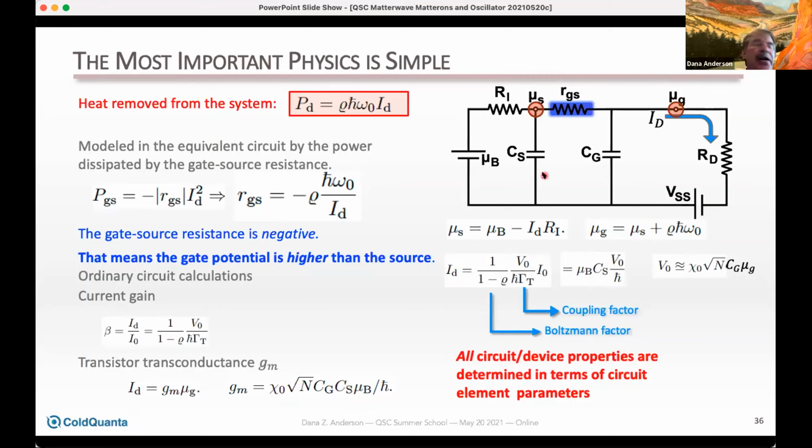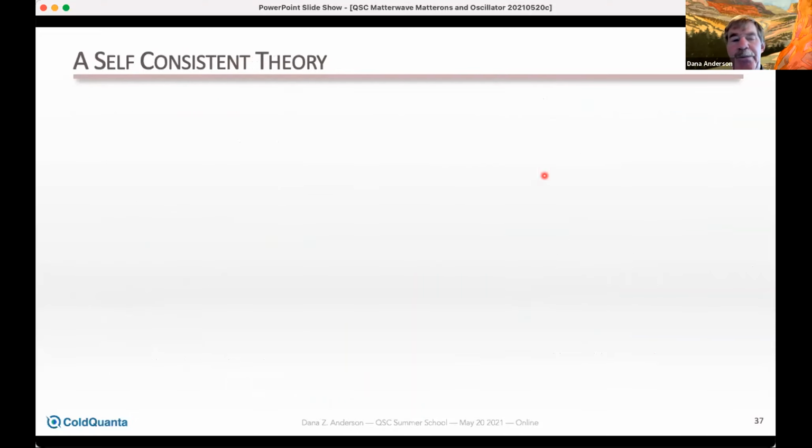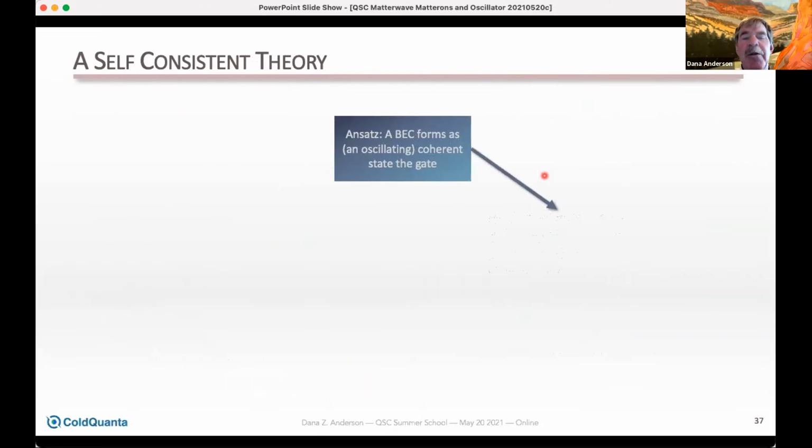And all of these circuit elements can be calculated starting with the atomic potential, the temperature and chemical potential of the source, and the harmonic oscillator characteristics of the gate, as well as the number of levels in the harmonic oscillator of the gate. And it proves to be self-consistent.